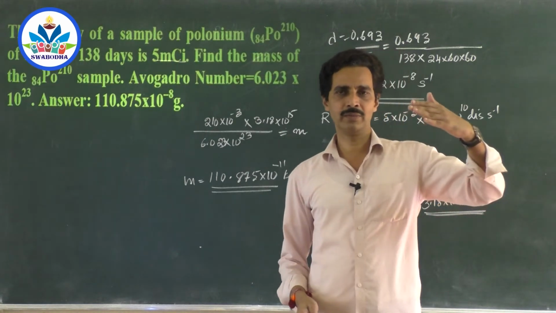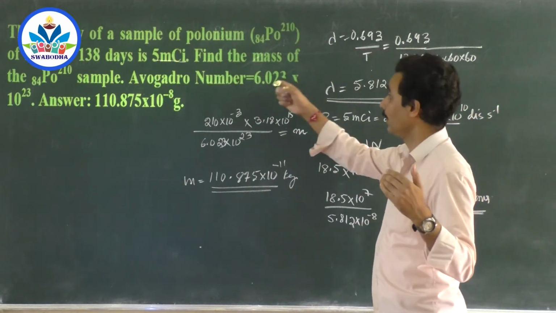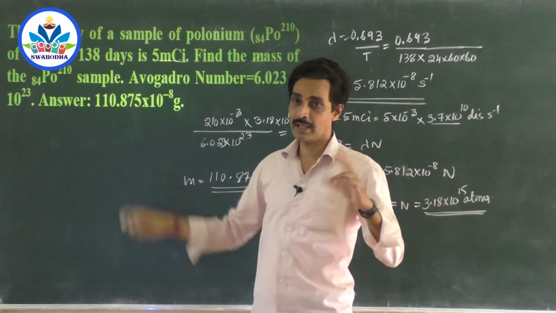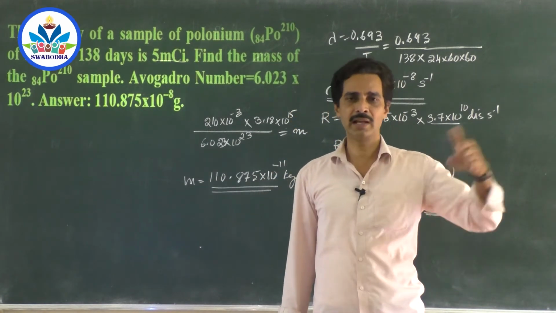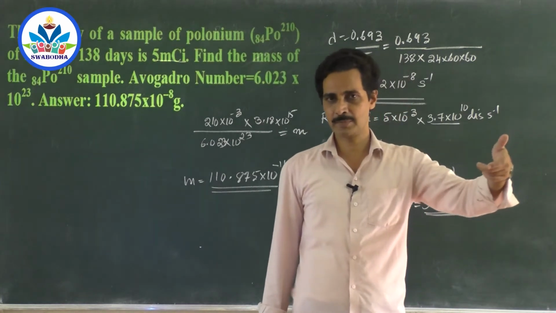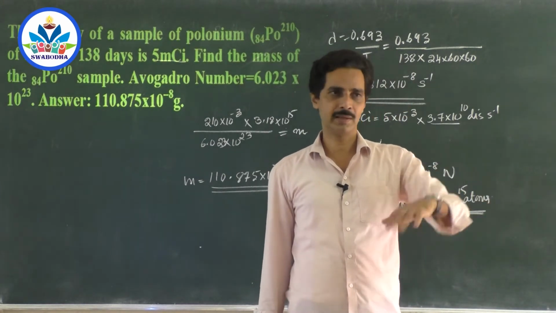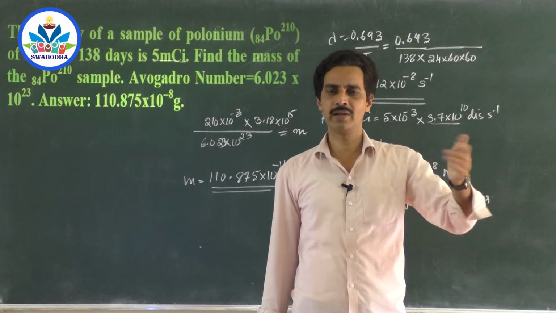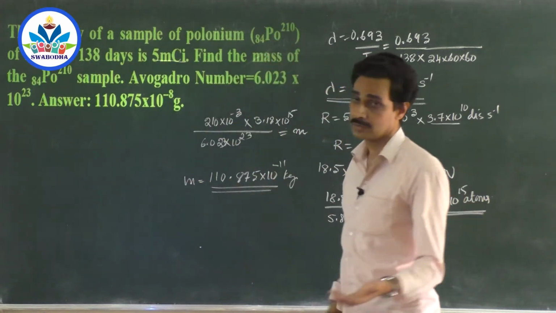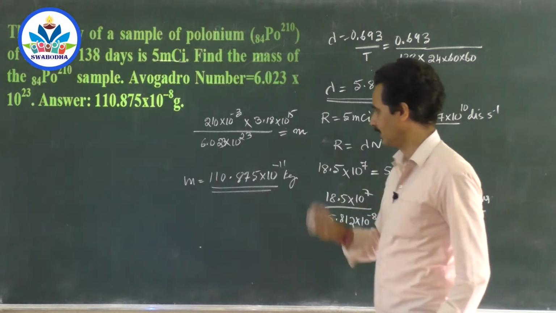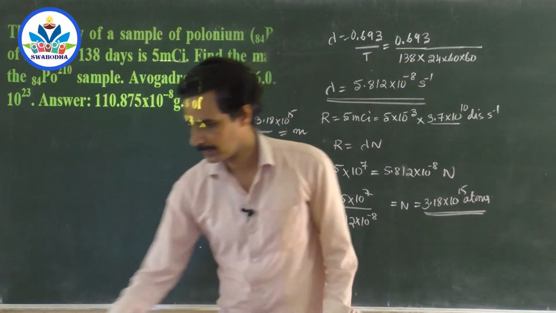First, you have to calculate lambda from one data, that is lambda or half-life. Once you get lambda, you must know the activity. If you know the activity, you can calculate the number of atoms in the sample. Once you get the number of atoms in the sample, mass is very easy because you have the Avogadro number connection. Avogadro number of atoms weigh this much. What about this many atoms? So we got the answer, right? Shall we move on to the next problem?